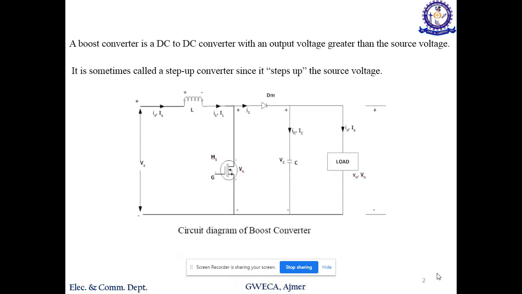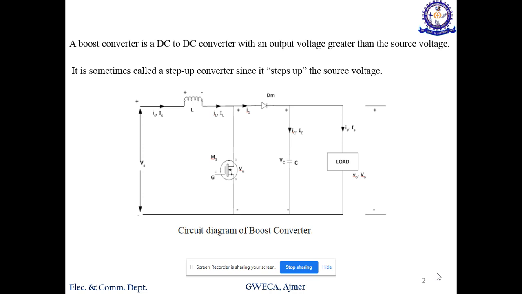This is the very basic diagram of the boost converter. It is very similar to the buck converter. The only difference is that we have changed the position of the inductor and the diode. Here we have used two semiconductor devices: one is a diode and one is a transistor, a MOSFET. You know the working of the N-MOSFET.